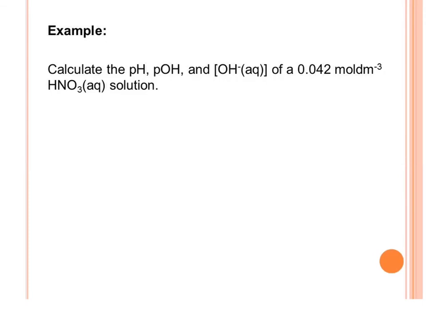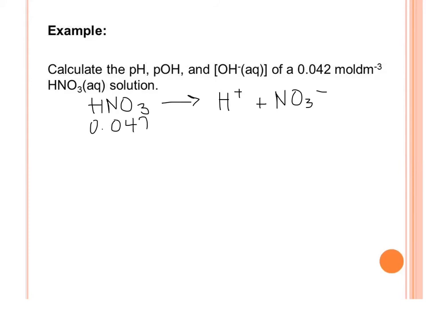To use these all in combination then, let's look at this last example. We have HNO3, which is a strong acid. So a strong acid is going to completely dissociate into its ions, into H plus and NO3 minus. We are given a starting concentration for HNO3. So that means that when this dissociates, we are going to have 0.042 moles per decimeter cubed of both H plus and NO3 minus.